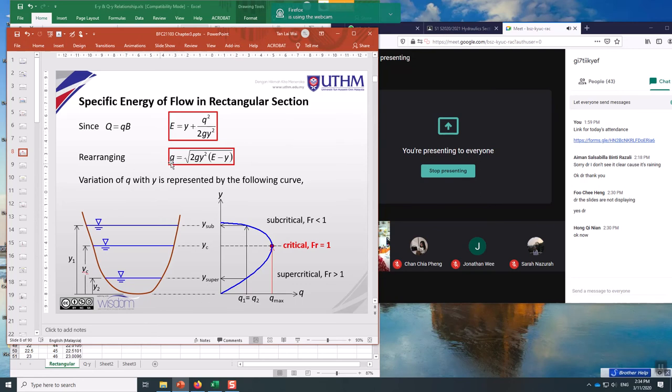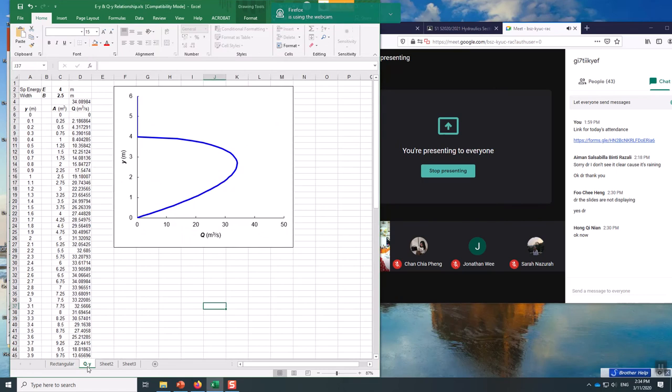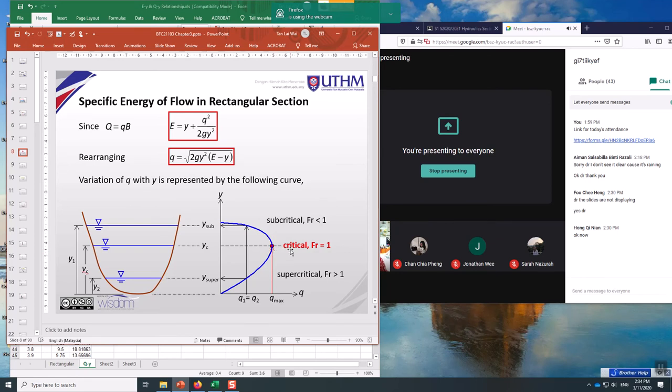This graph here, I can rearrange this to become Q equals square root of 2g y squared (E minus y). Again, if I plot this graph out, I also have this, just at different depths. You can have points there, and when plotted it becomes this graph here. It will show that at critical depth or critical flow, your Q becomes Q max, the maximum flow. And at a particular discharge, you also have two depths. One is in the supercritical state and the other one is in the subcritical state.